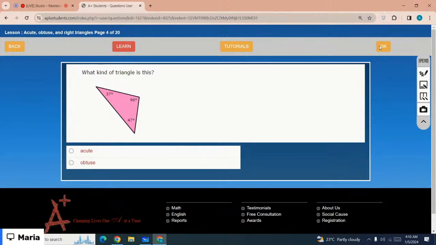Yes, the correct option is obtuse triangle. It is right, because one of the angles is greater than 90 degrees. So that is the obtuse triangle. The correct option is obtuse.